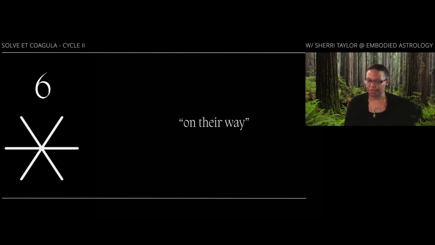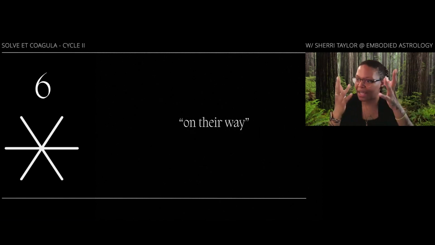Then we move into a sextile, associated with the number 6. And 6 in Pythagorean, again the esoteric math, is a perfect number. It's considered to be triangular and oblong. And it is a number of process. It's on the way, it's on the way.